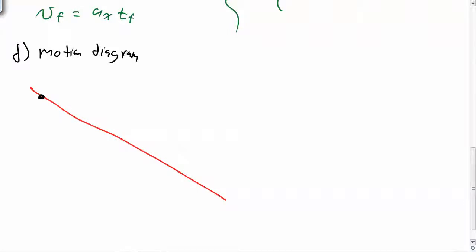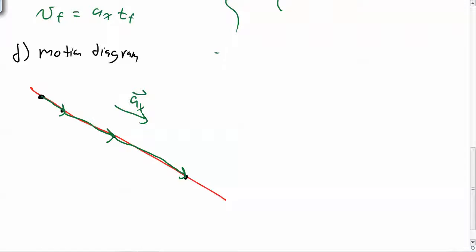And so since the object speeds up as it goes down the hill, the dots need to get further apart. And then to complete the motion diagram, I add the velocity arrows. So I simply connect the dots with velocity arrows like we learned about in chapter 3. And then on top, I draw the acceleration arrow because the acceleration is in the direction of the motion.